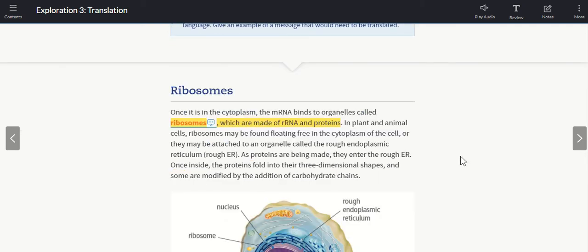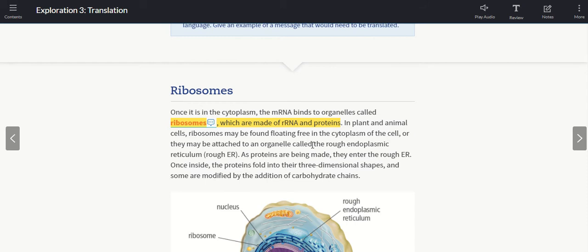In the cytoplasm, we have structures called ribosomes. Now, we first looked at ribosomes last semester. We said that ribosomes are responsible for building proteins, and we left it at that. In this exploration, we're going to look at how those ribosomes actually do that.